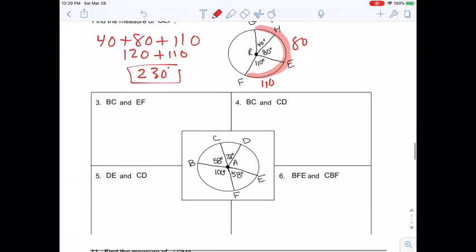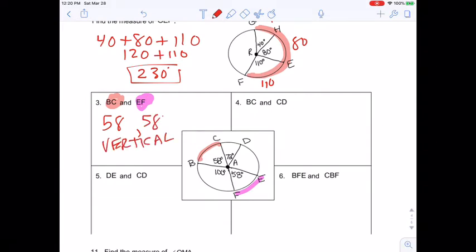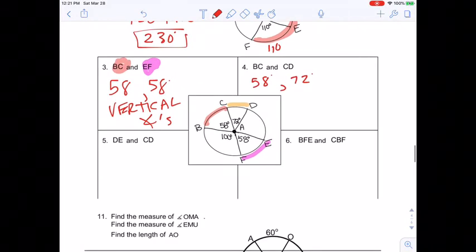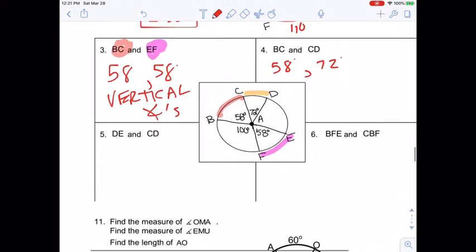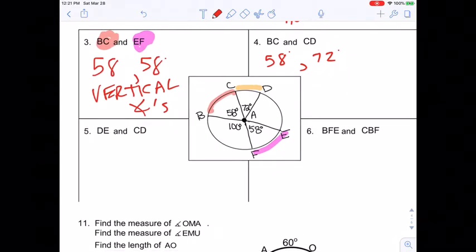So looking at this, if I want to find BC, that's 58. If I want to find EF, that's also 58. What a coincidence. Those are vertical angles. Vertical central angles, I should say. And then they have equal arcs. That's sort of interesting. If I have DE, that would be an unknown. Ooh, a mystery. Okay. And CD, we have 72.